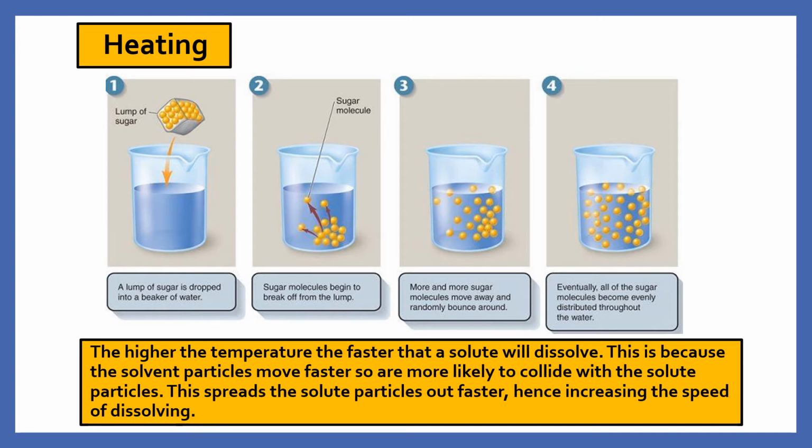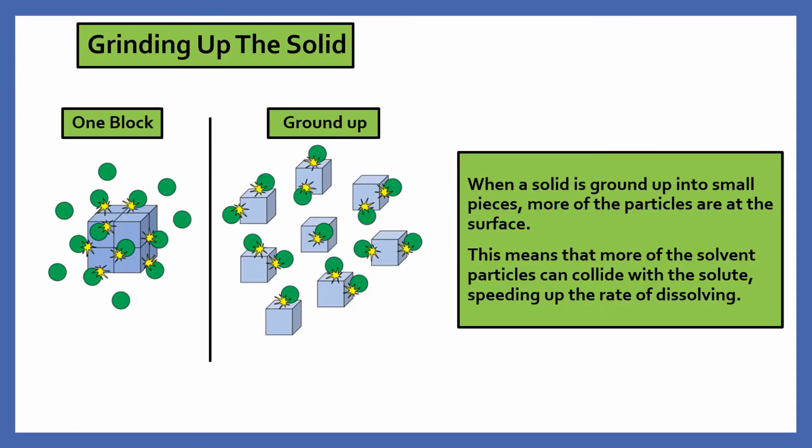Okay, that means that if they're colliding more often, then they're going to spread the solute particles that much faster, and that increases the speed of dissolving because we get to that stage where they're completely evenly spread out more quickly. The next method then is to grind up the solid.